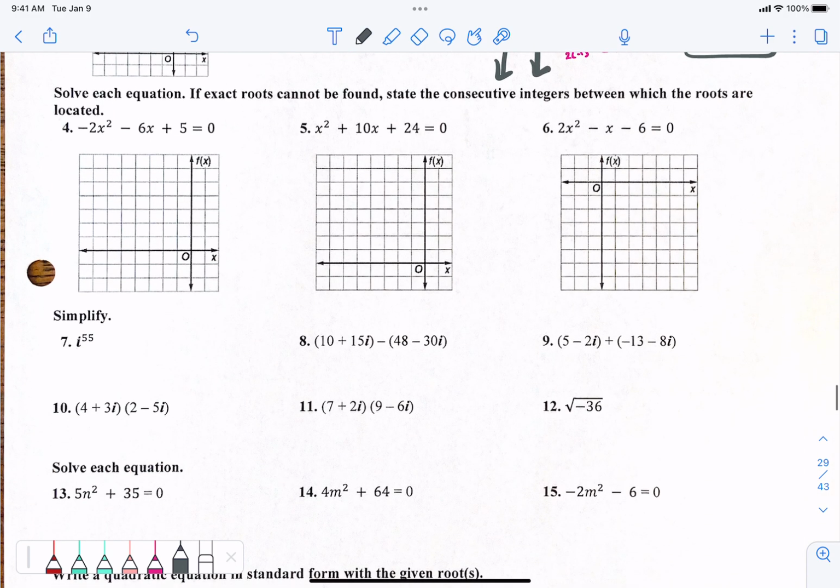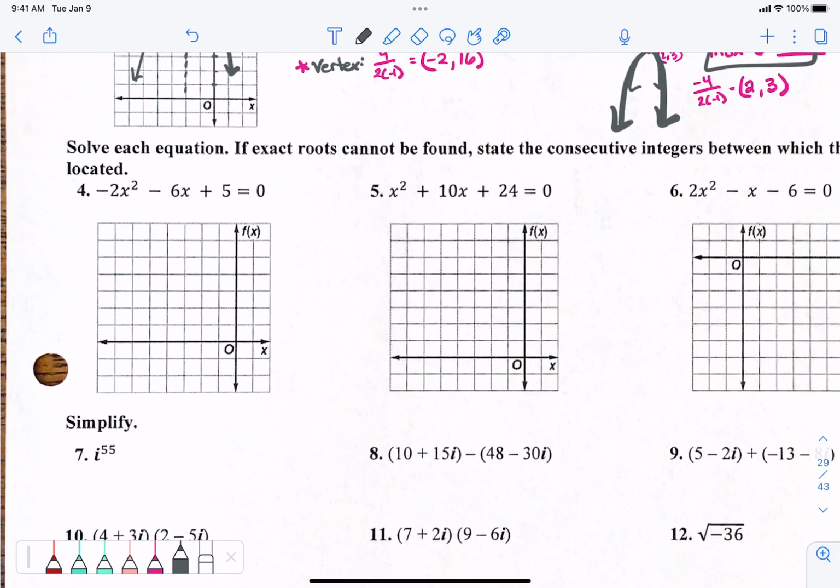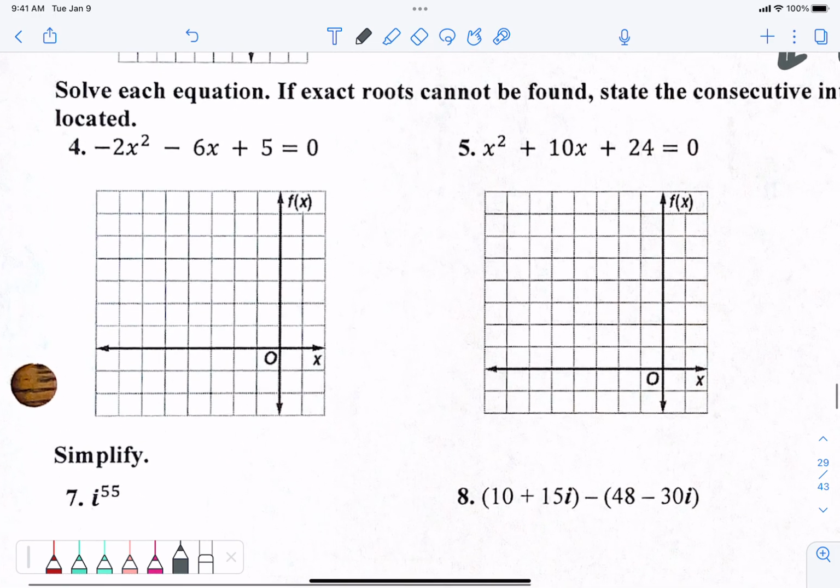Okay, moving on. 4, 5, 6. Solve each equation. If exact roots cannot be found, state the consecutive integers, and so on. Oh, shoot. I think I had you guys do these by plotting points. What even is solve each equation? That means we're trying to find where the x's are, like where the zeros are.